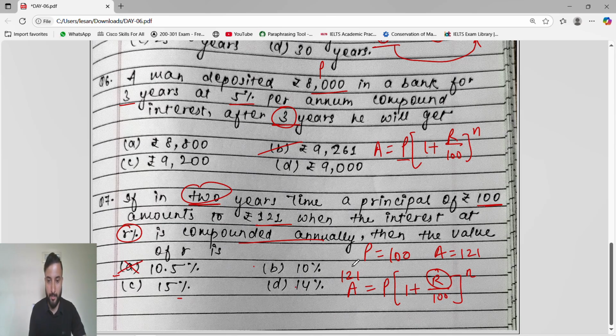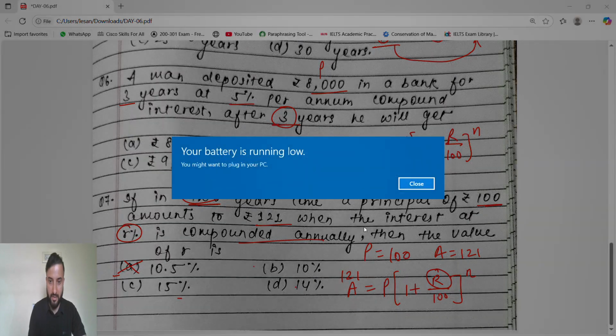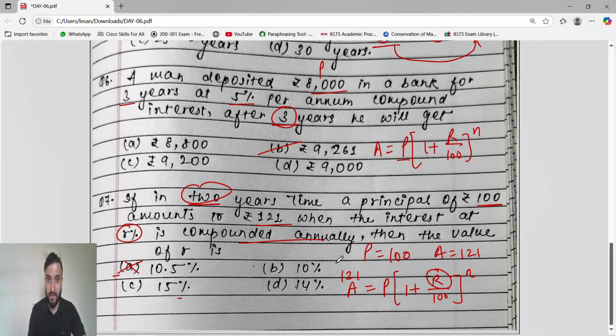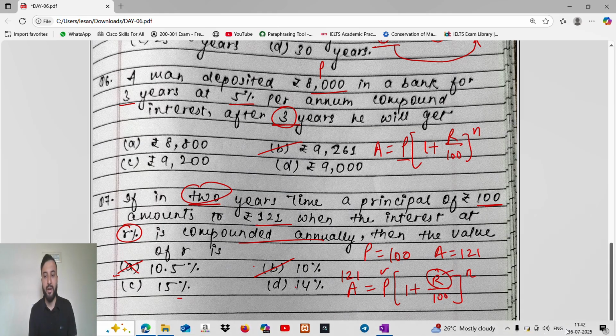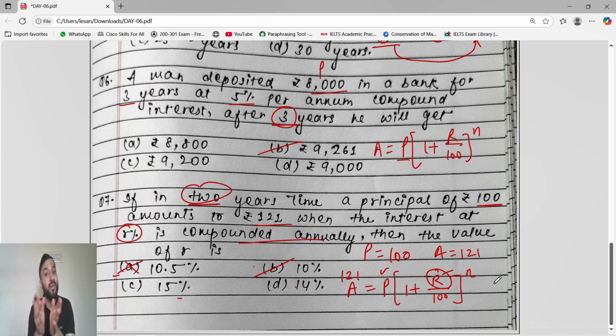We want 121. Now the same way we will take the next. r is 10. So 10 divided by 100 is 0.1, plus 1 is 1.1, into 1.1 is 1.21, into principal 100. Yes, 121. We get the answer as B. The formula is there and you can solve by the traditional method also, but the best thing is that every value is given. Just substitute the value of r and check in which you get LHS equals RHS. That will be your correct answer.